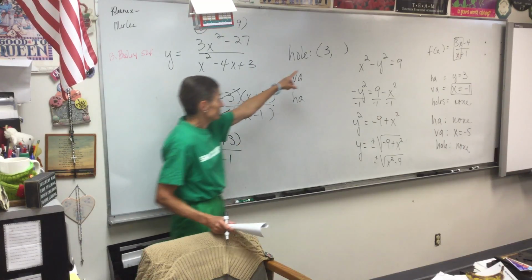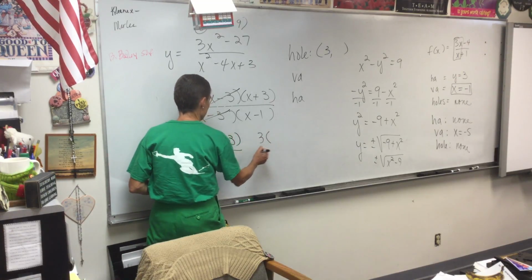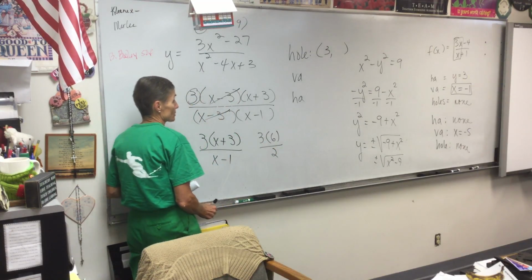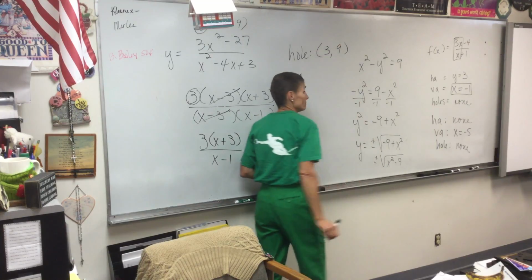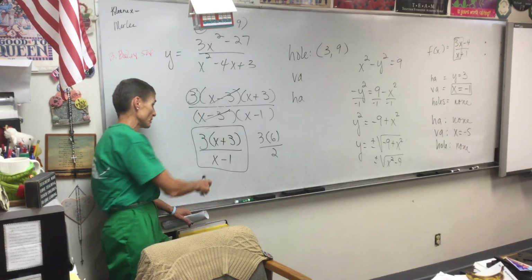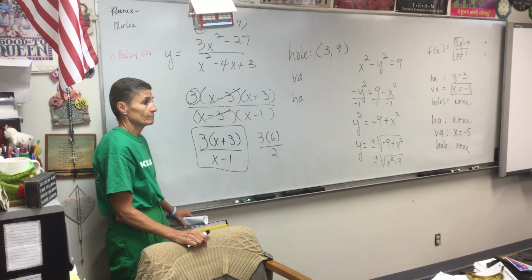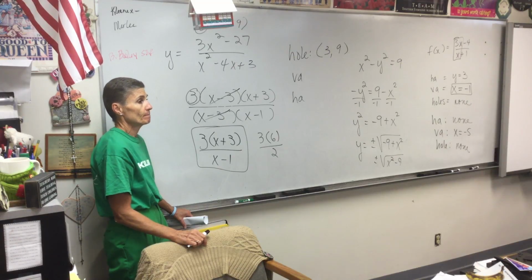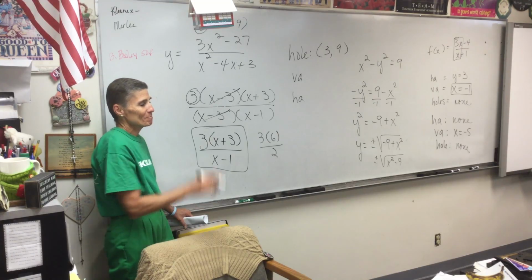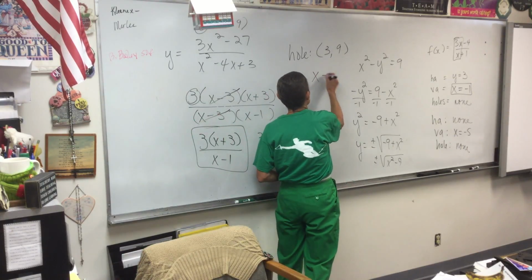How do I get my y? I'll put in 3. So I have 3 times 6 over 3 minus 1, 2. So that hole is at 9. Now, this is your problem here. This is what you now have because you canceled some stuff out. Does it have any vertical asymptotes? Yes, it does. Megan Lee, where is it? At x equals 1. Yep, x equals 1.